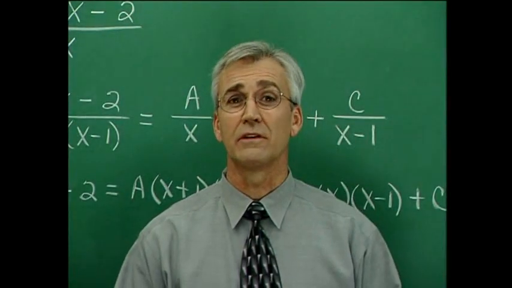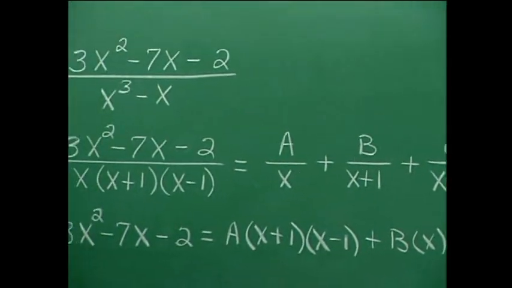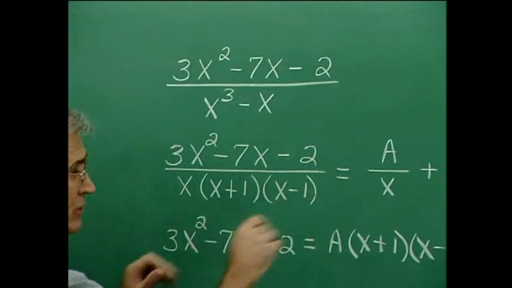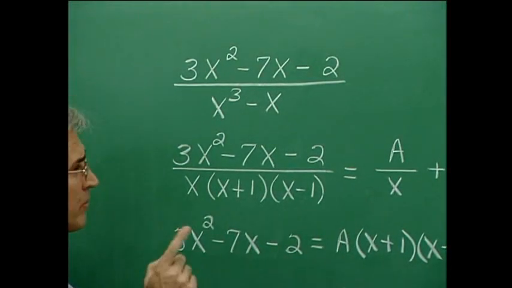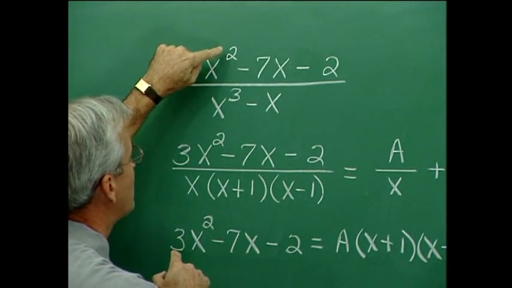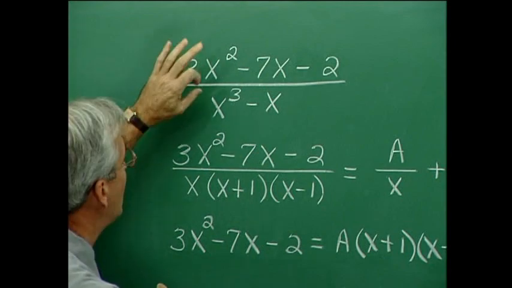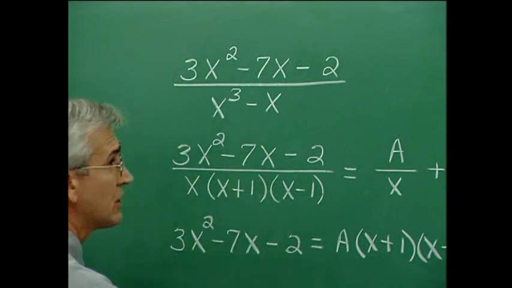In this example, the fraction to be decomposed is a little bit more complicated, but that's not a big deal. We follow the same procedure that we did before. It is important, though, to notice that the degree of the numerator is smaller than the degree of the denominator. Now, that is an important consideration. As long as that's the case, then we're okay following this procedure.